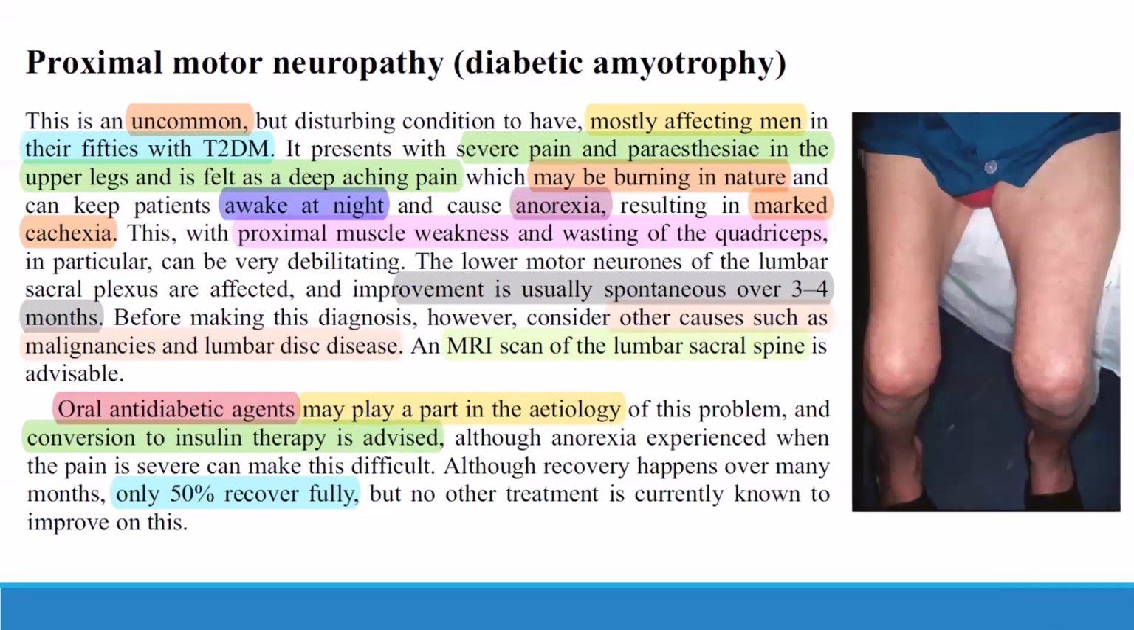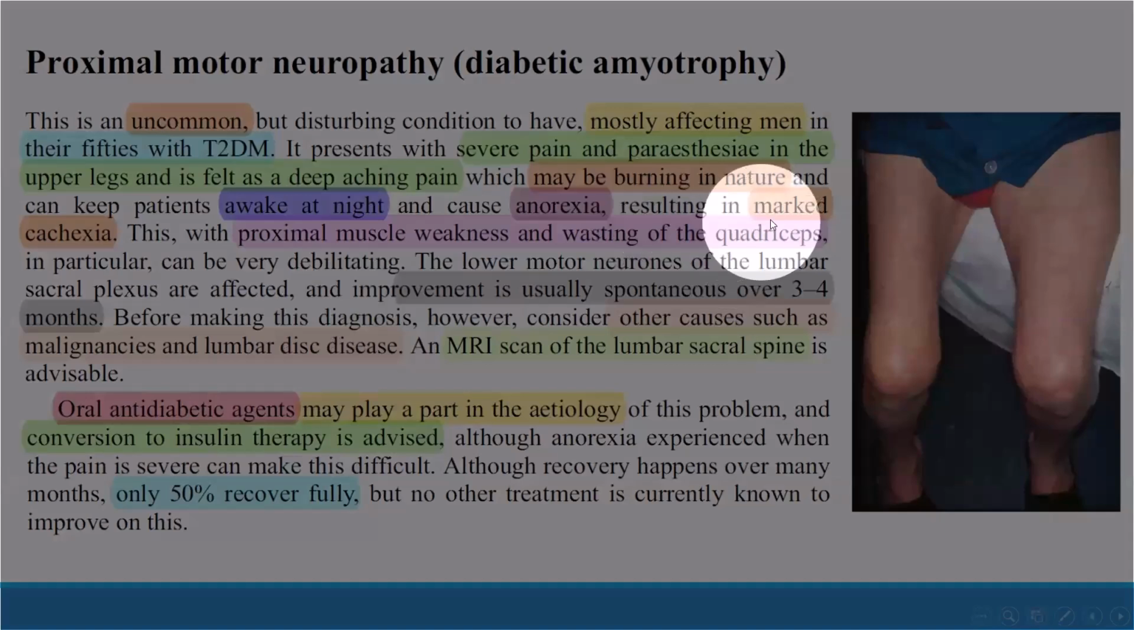Another important disorder related to diabetic peripheral neuropathy is proximal motor neuropathy or diabetic amyotrophy. Diabetic amyotrophy is uncommon, mostly affecting men in their sixties with type 2 diabetes mellitus, presenting with severe pain and paresthesia in the upper leg, felt as a deep aching pain, may be burning in nature, may awaken the patient at night, and cause anorexia, resulting in marked cachexia, proximal muscle weakness and wasting of the quadriceps, and improvement is usually spontaneous over 3 to 4 months.